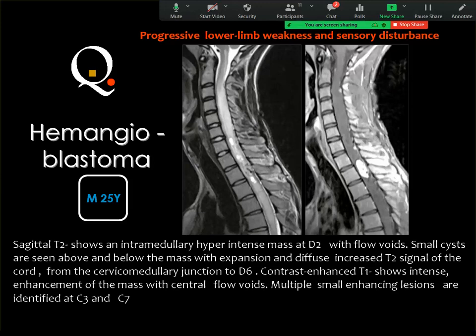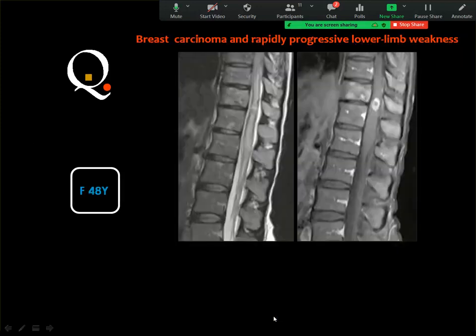Then multiple metastases within the spinal cord is, let us say, a rare possibility, especially in this age, and you do not have a positive history of the presence of primary malignancy. Then the cord is an odd site for metastasis, and you are not allowed to diagnose metastasis in the spinal cord unless you have a positive history of malignancy.